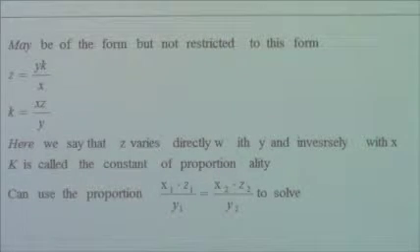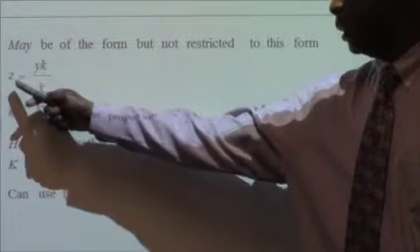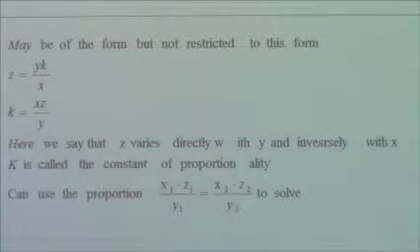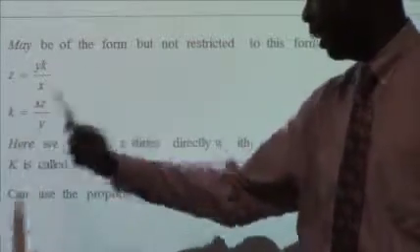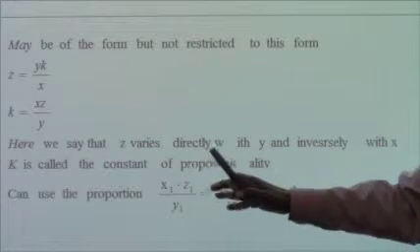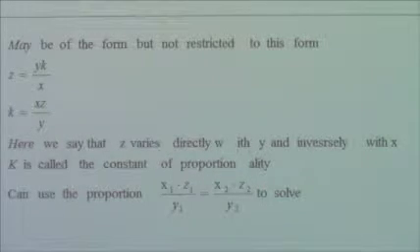The joint variation is something like this, for example. In this variation, we can say that Z varies directly as Y and inversely as X. So we can solve for this variation constant K by multiplying X by Z and dividing by Y. So that relationship X1 Z1 over Y1 should be equal to X2 Z2 over Y2.